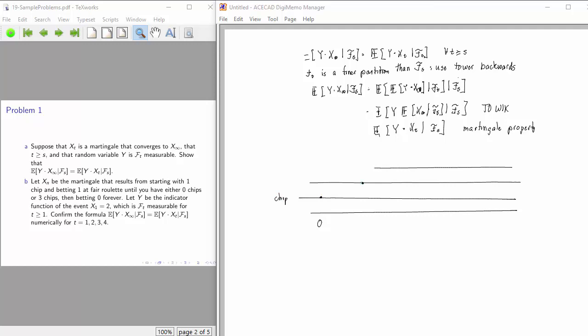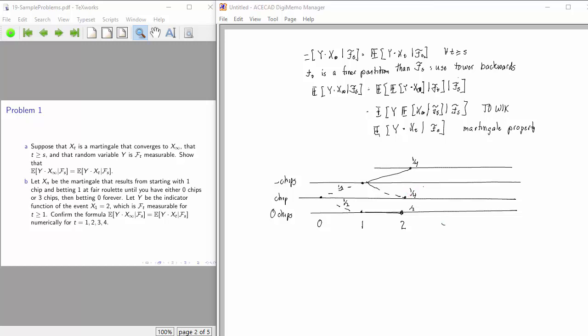And after my first play, having made 1 play, I have 2 chips with probability 1/2, and I'm broke with probability 1/2. If I'm broke, I just stay broke. So after 2 plays, I have 0 chips, again with probability 1/2. But if I have 2 chips at time 1, I keep playing, and with a total probability of 1/4, I'm up to 3 chips. With a probability of 1/4, I'm down to a single chip again.